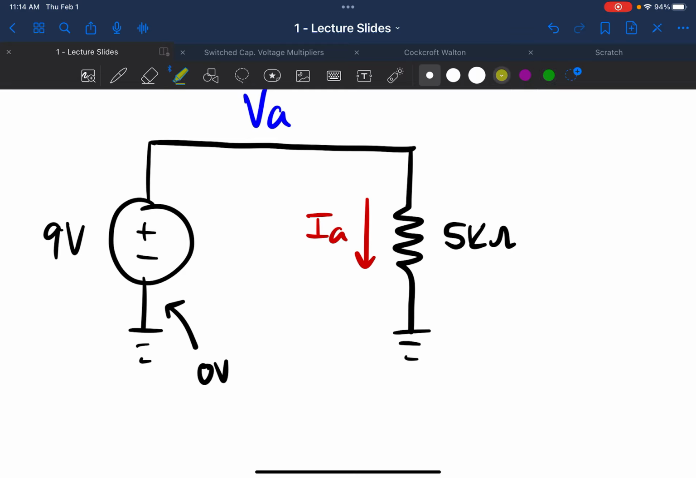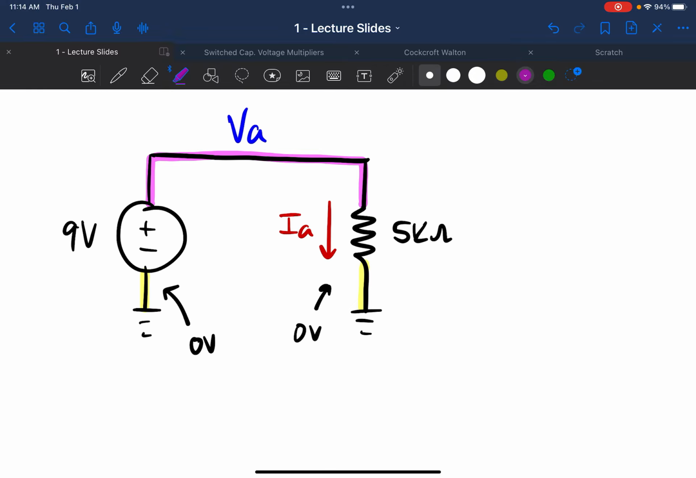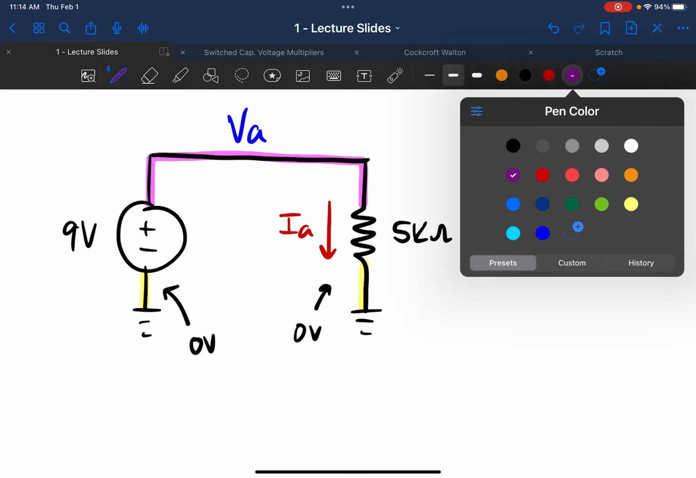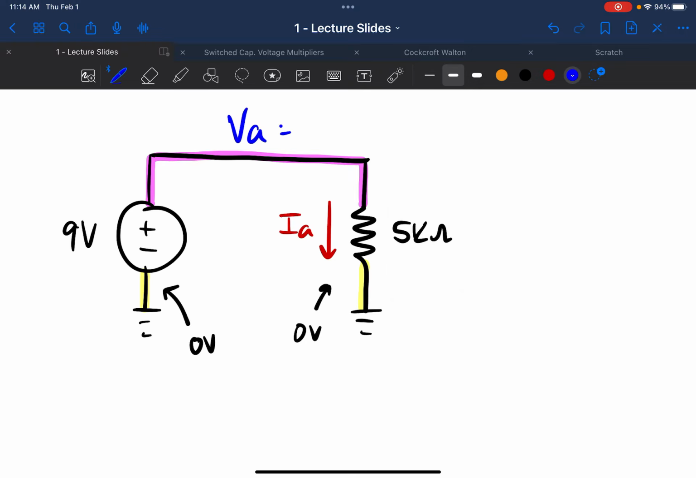So this net right here is 0 volts. And then I have another net right here, which is also ground, so that's also at 0 volts. The last net in my circuit is the VA net, basically this net right here, and that is at a voltage which we're labeling with the variable VA. So we want to know what VA is.